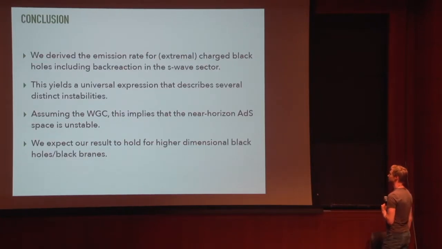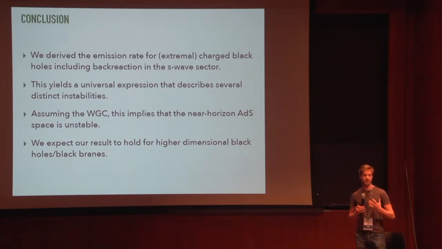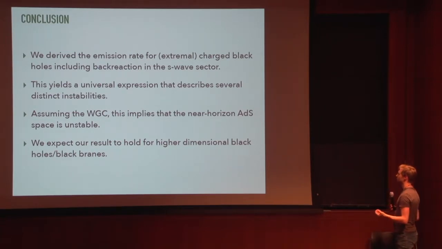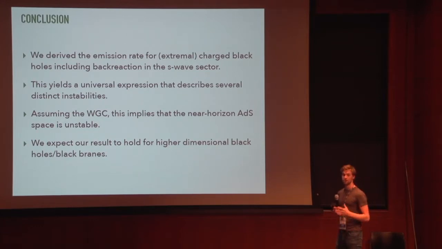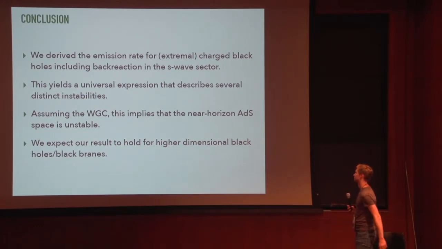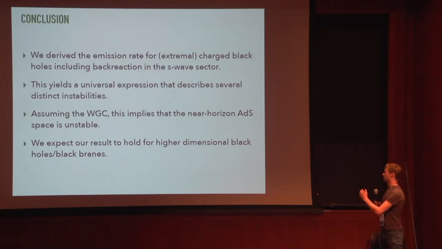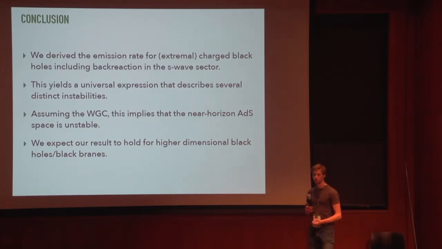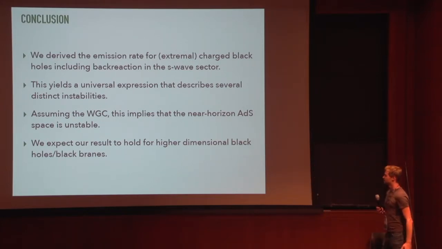To come to the conclusions, we derived the emission rate for extremal black holes, and we furthermore had a decay rate that also applies to non-extremal black holes. We did this by including back reaction of the particles in the spherically symmetric sector. This yielded a universal expression in the sense that it only depends on the black hole entropy difference. By assuming the weak gravity conjecture to be true, this implies that the near horizon anti-de Sitter space is unstable. We expect that our results should also hold for higher dimensional black holes and higher dimensional black rings. So this decay rate might also hold for higher dimensional anti-de Sitter space. Thank you very much.